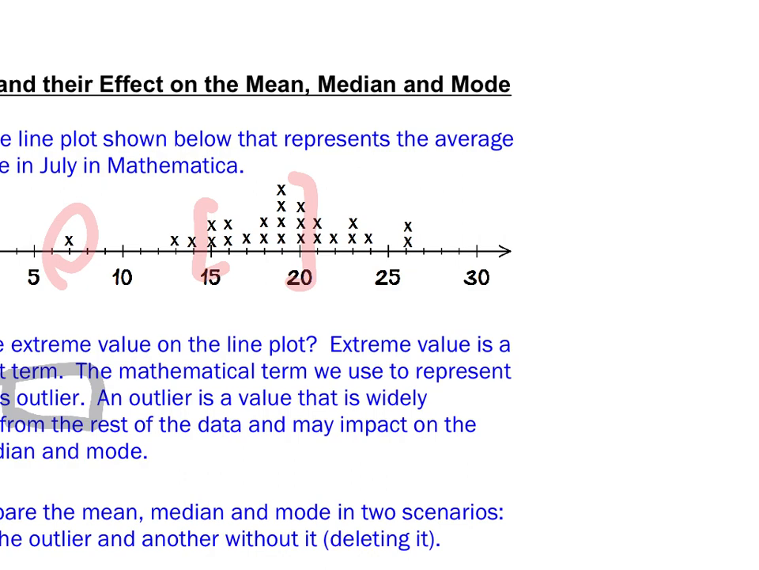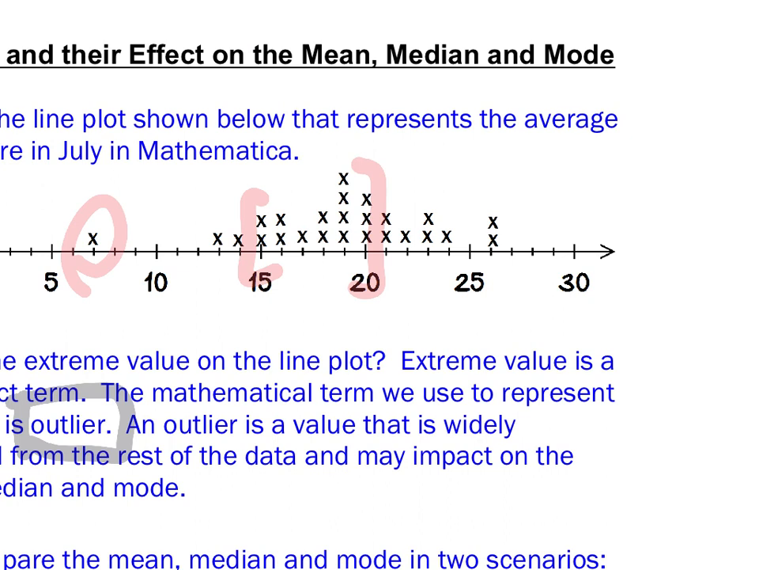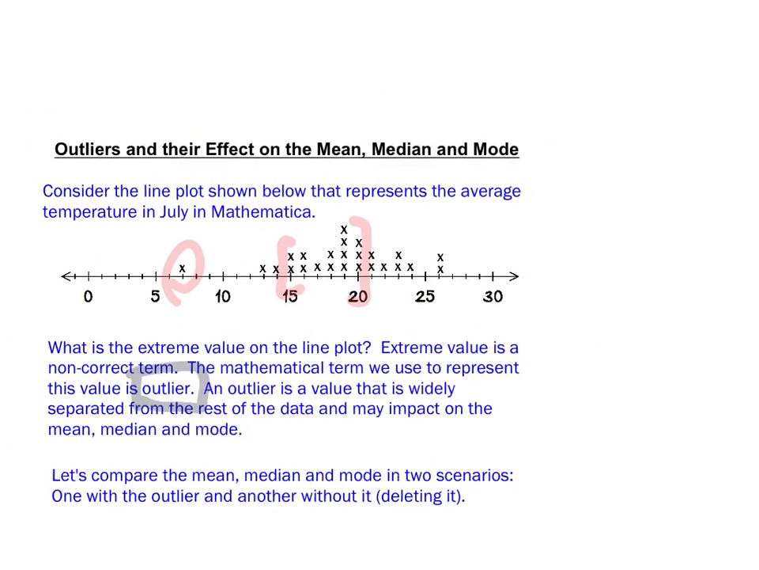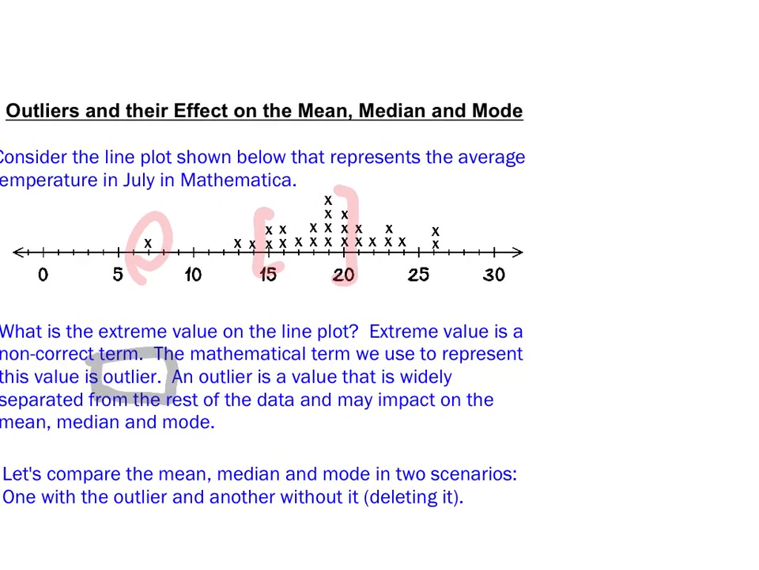July is 31 days, but I created this and I don't trust that I did 31. Did I do 31? 1, 2, 3, 5, 7, 8, 10, 14, 17, 19, 20, no, 25. So there's 25 days here. There's 25 pieces of data, and that's important because it will help us figure out the mean and also help us figure out the median.